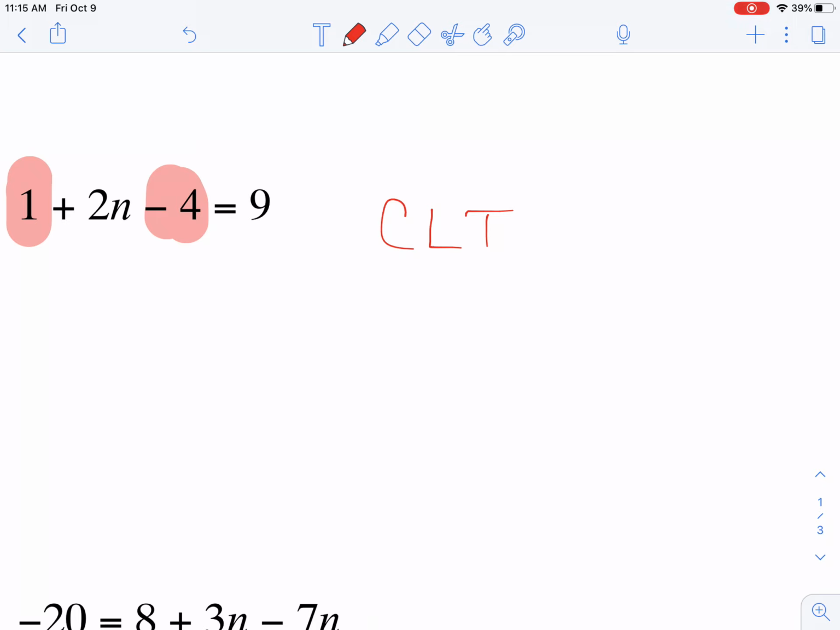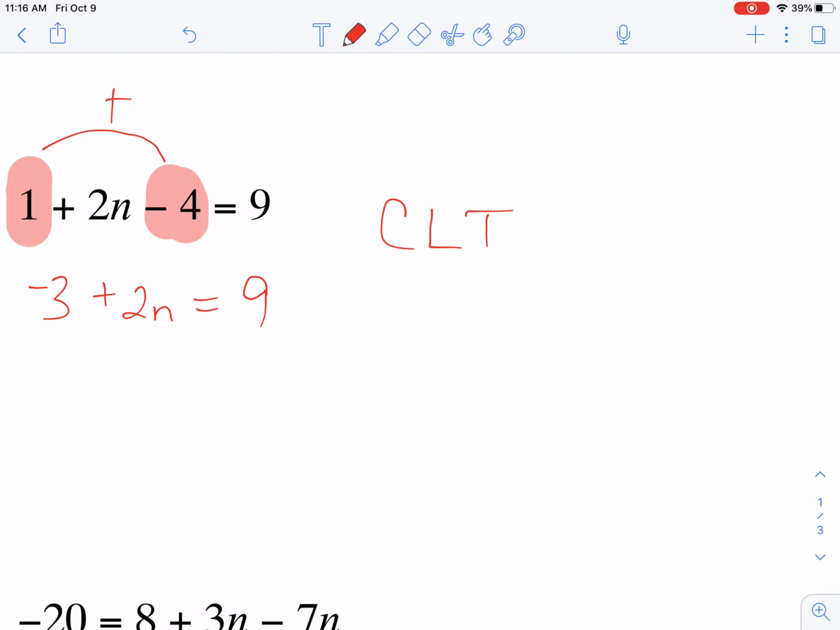So what I'm going to do is I'm going to add 1 and negative 4 together. And I'm going to get negative 3. The plus sign and the 2n drop straight down. It's equal to 9. I now have a two-step problem that says negative 3 plus 2n. I only do combining like terms to simplify, so that means I only do it on one side of the problem. Now I want to start to solve this problem.